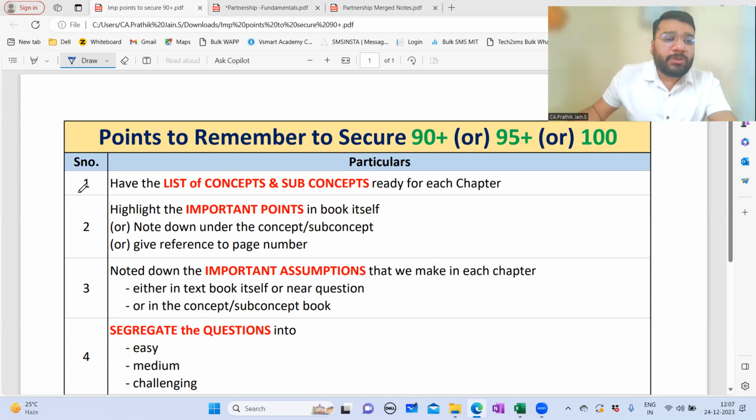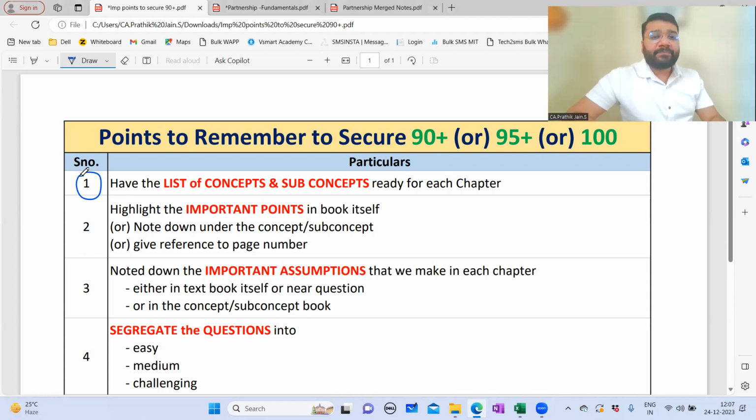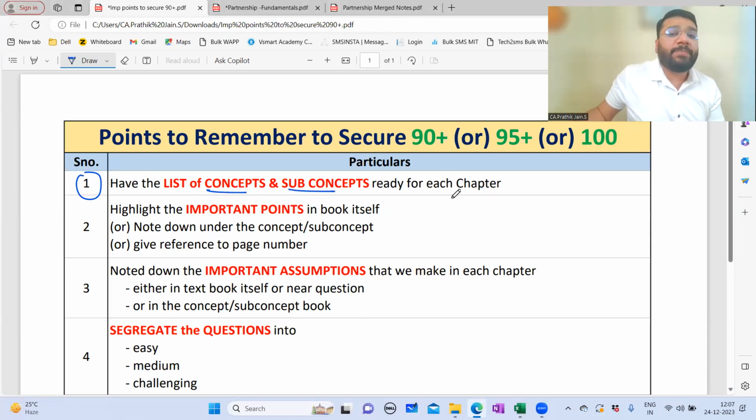The first and foremost point that all of you have to take care of is to have a concept notebook, which I've been talking about since the beginning of the class. In the concept notebook, you have to have a list of all the concepts and the sub-concepts for each chapter. So what do you mean by concept? What do you mean by the sub-concept? Please show us a demo.